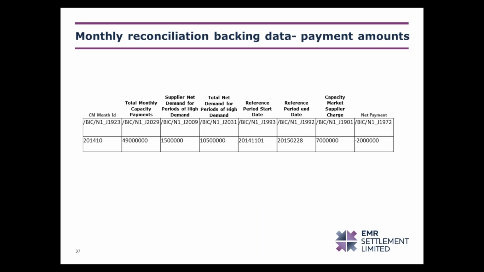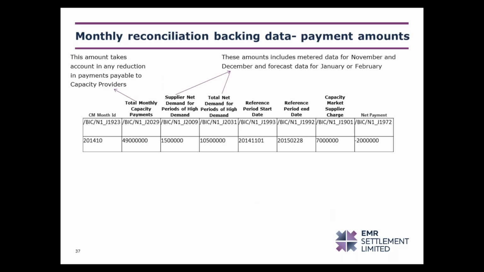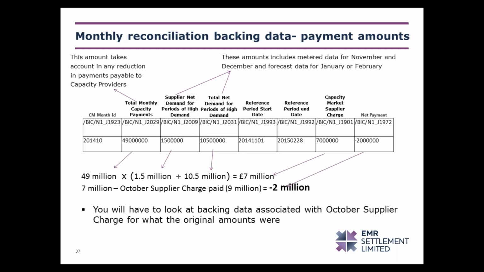That was just the last slide, halved and put on a slide on its own, so you're not too overwhelmed. The first bit takes into account any reduction in payments payable to capacity providers. That's the total monthly capacity payments that we've redetermined. The other bit is the amounts of the metered data for November and December, and the forecast data for the supplier's net demand over the total net demand. And then putting those into the calculation, we've got the £2 million in the column on the far right.